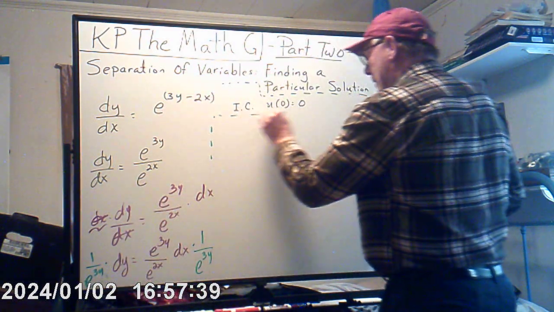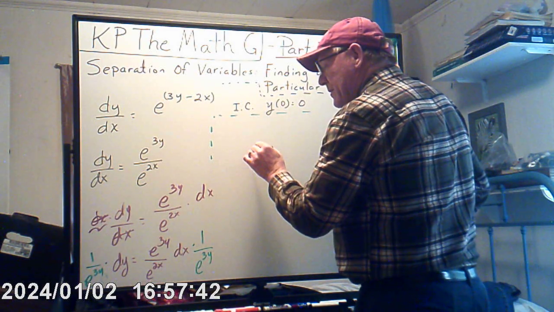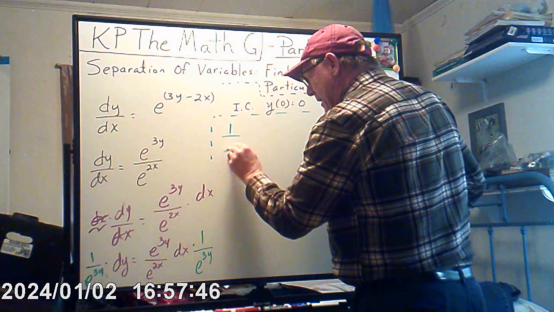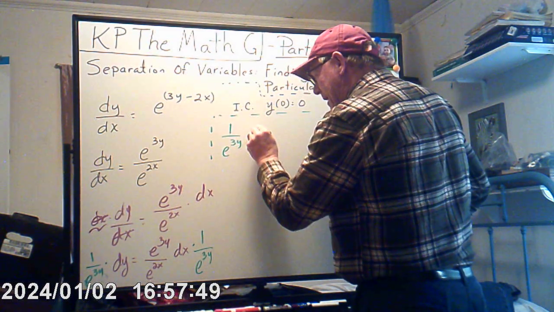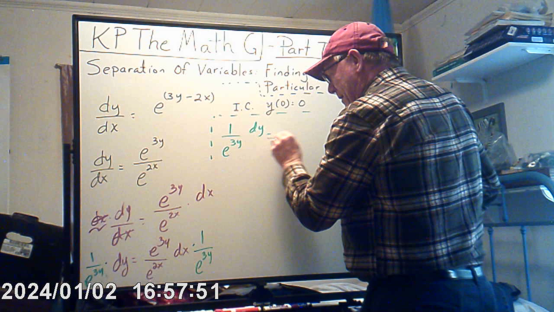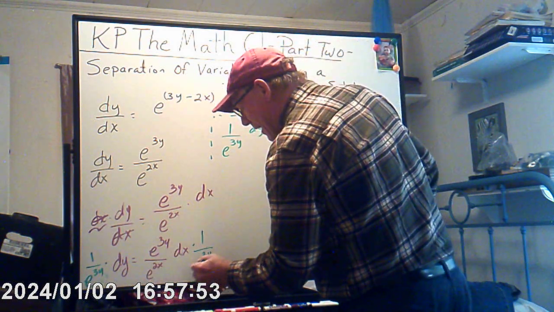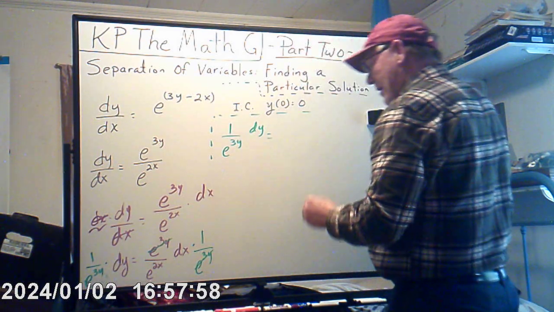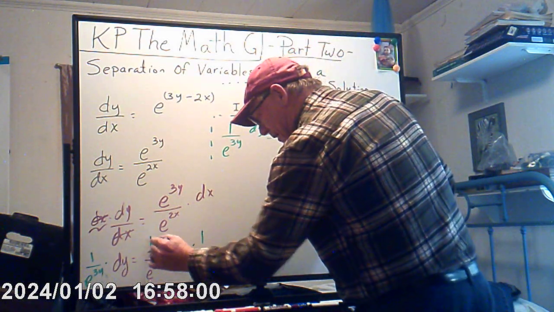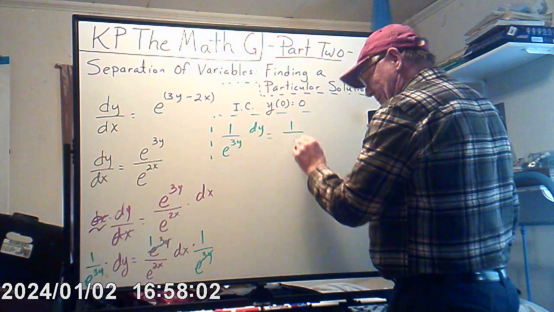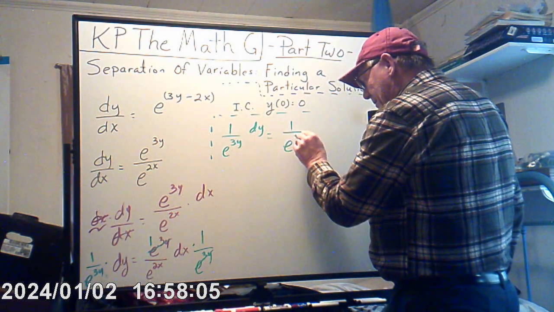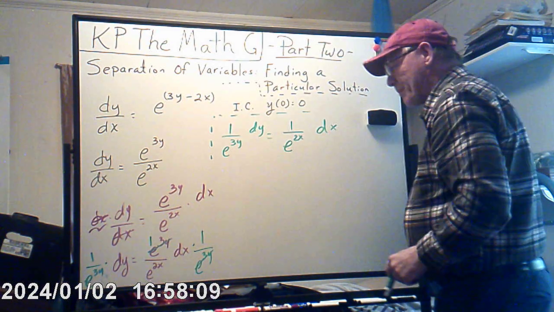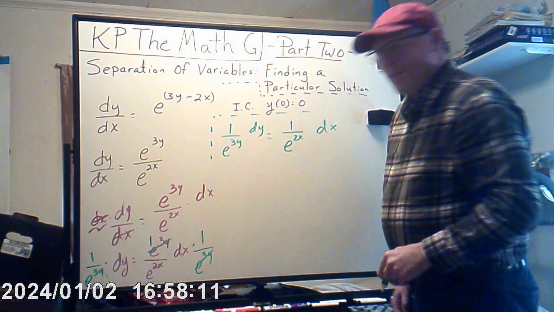Okay, look what the left side is. It is 1 over e to the 3y dy is equal to, now look what happens here, these divide out, so this is a 1 now, so 1 over e to the 2x dx. See that?